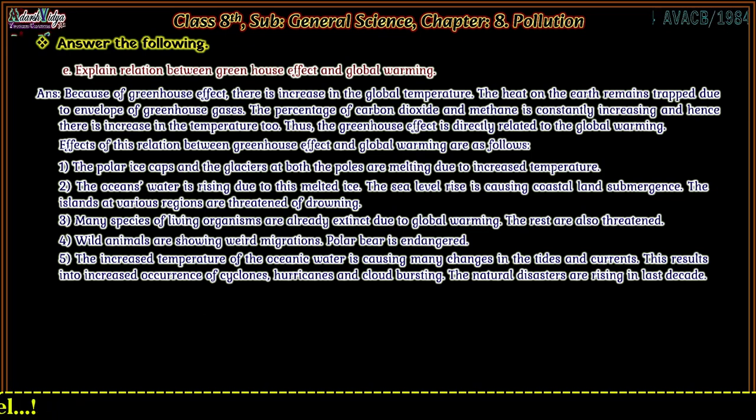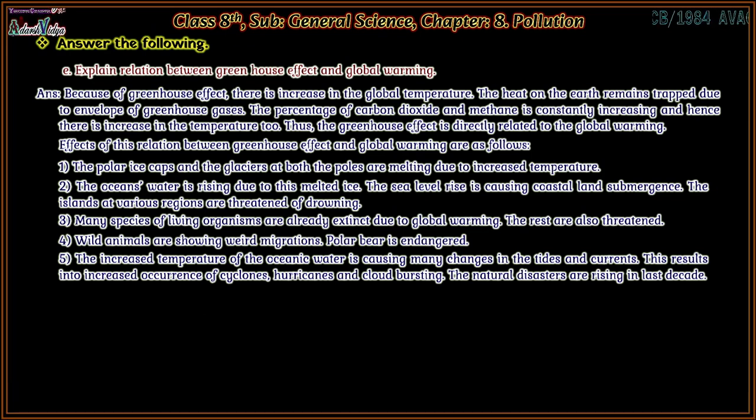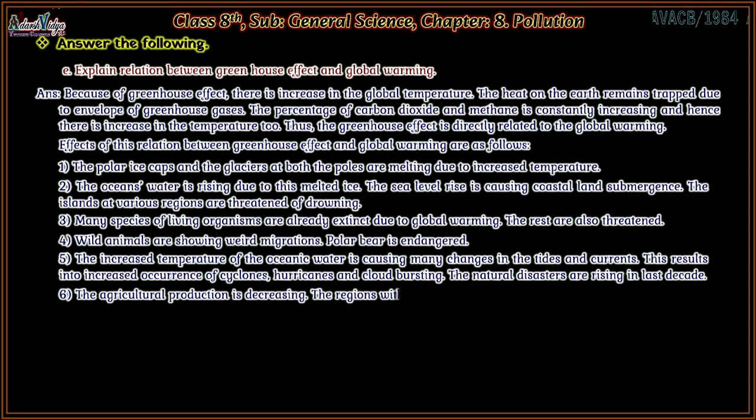Fifth one. The increased temperature of the oceanic water is causing many changes in the tides and currents. This results in an increased occurrence of cyclones, hurricanes, and cloud bursting. The natural disasters are rising in the last decade. Last one. The agricultural production is decreasing. The regions with less rainfall are facing droughts.